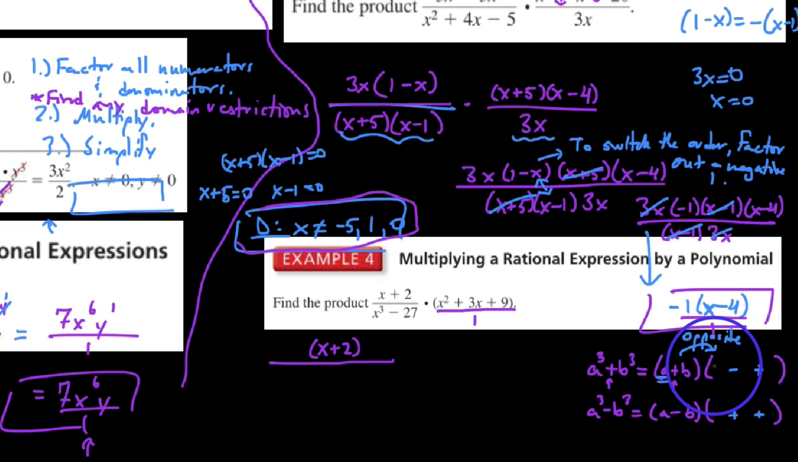You just take this first thing times itself, a squared, and this is true for both of them. Then you take the first thing times the second thing, a times b, so ab. And then we take the second thing times itself in that binomial, we get b squared.